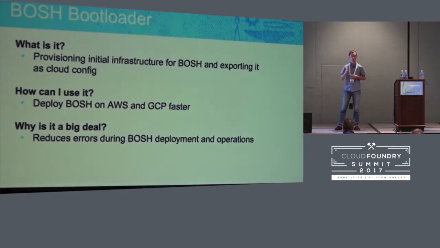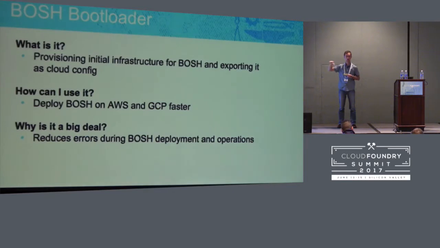Before provisioning BOSH, you need to create some kind of server infrastructure, like networks and defined security groups, and so on. We typically use Terraform for this purpose. Terraform is an awesome tool. You define the configuration of your cloud using a JSON file, and then you can check it into a version control system. You can diff it, and Terraform is smart enough to apply these differences to your infrastructure in a resilient manner.